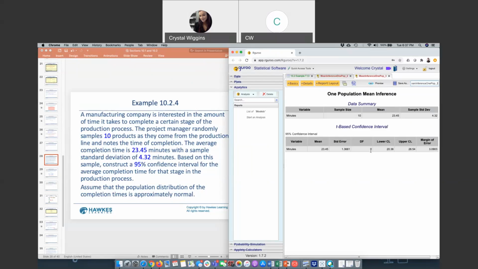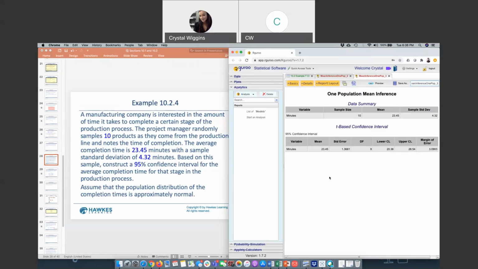Degrees of freedom, remember, is sample size minus 1, so 10 minus 1 gave us 9. And we are 95% confident that the population average time to complete a certain stage of the production process falls within 20 minutes to 26 minutes with a margin of error of 3 minutes, which is a really tight margin of error if you think about it. So we're within 3 minutes plus or minus.